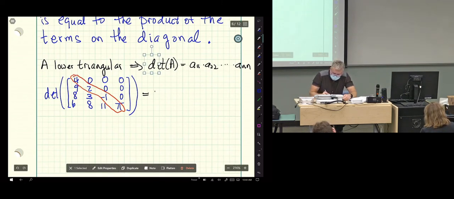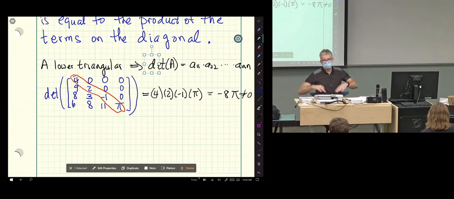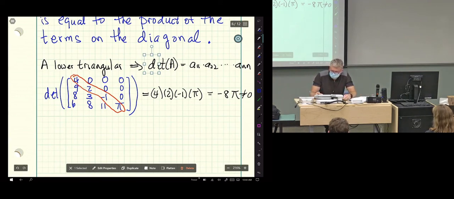We just multiply 4 times 2 times -1 times pi, and we get -8 pi. And it's not equal to 0. So if we set up some equations with respect to this matrix, no matter what we put on the other side, we get that we have uniqueness of solutions.